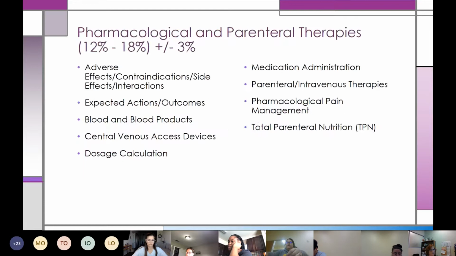All right. On your NCLEX detailed test plan, this is what you're going to be seeing for pharmacology. We kind of briefly reviewed it when we did our introduction into the NCLEX at the beginning of the quarter. But you can see that there's quite a lot of information, quite a few percentages related to pharmacology and parenteral therapies. And as I had mentioned before, be sure that you are focusing in on this.